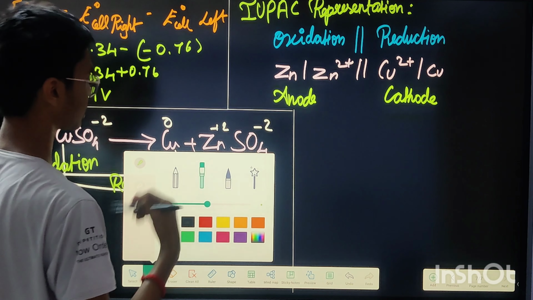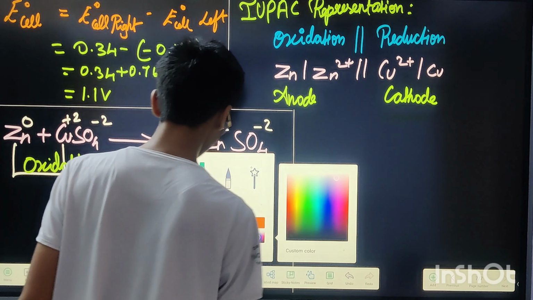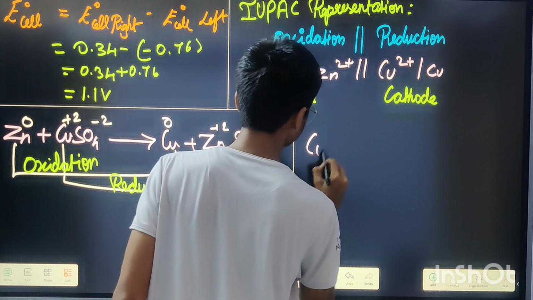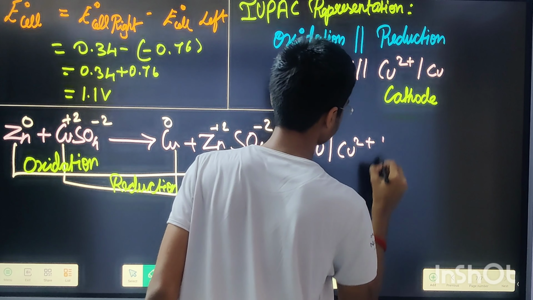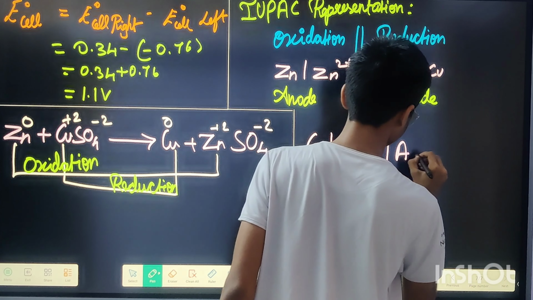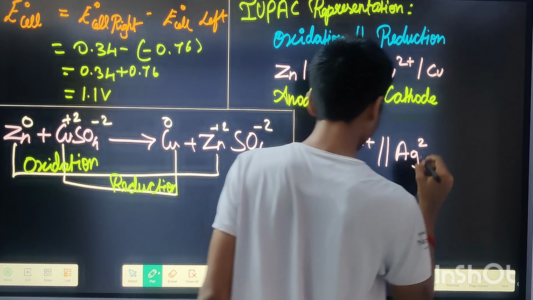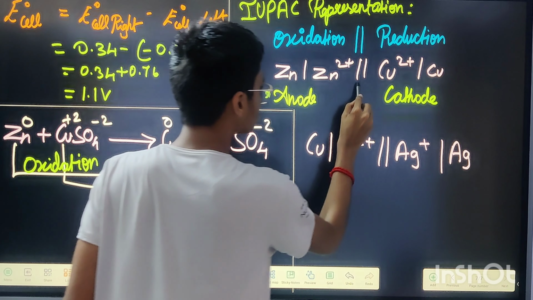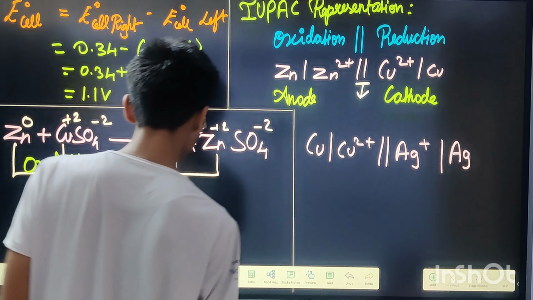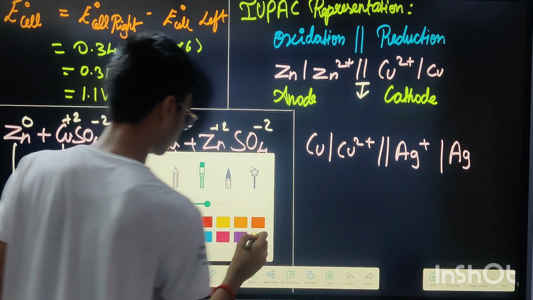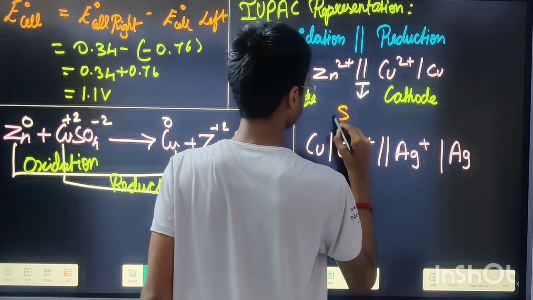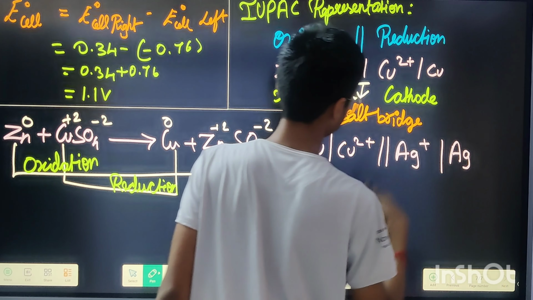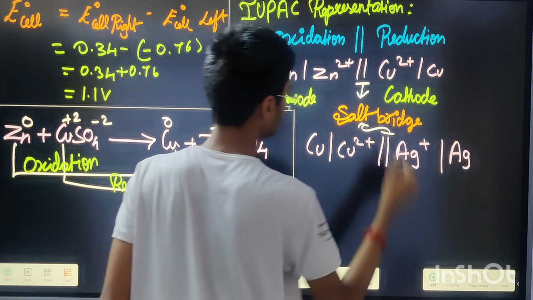Now we will do one small sum-like thing. It is not a sum. Now they have given you this: Cu is converted into Cu2+, and Ag+ is converted into Ag. Note these two lines are there, right? These two lines are used to represent the salt bridge.